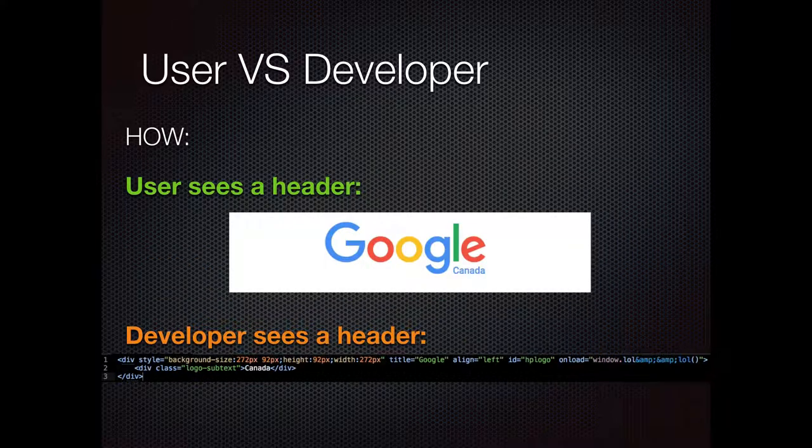When we see a header, for example, they see the wonderful Google logo, right? But we see a lot more intricacy. We see the div that actually makes it up, the inline styling that they've created, any of the alignments, that type of stuff, and any actual extra subdivs that might be created in order to get things aligned exactly where they need to go.